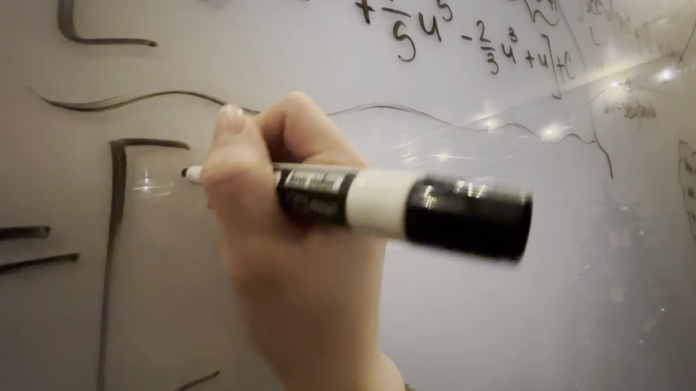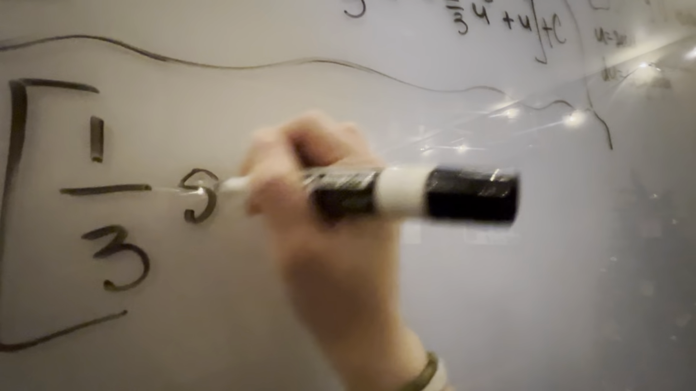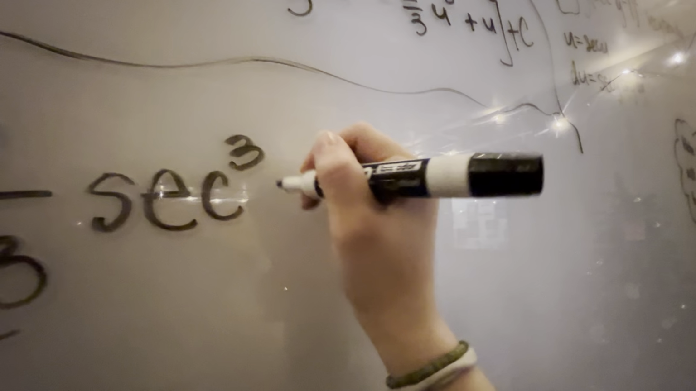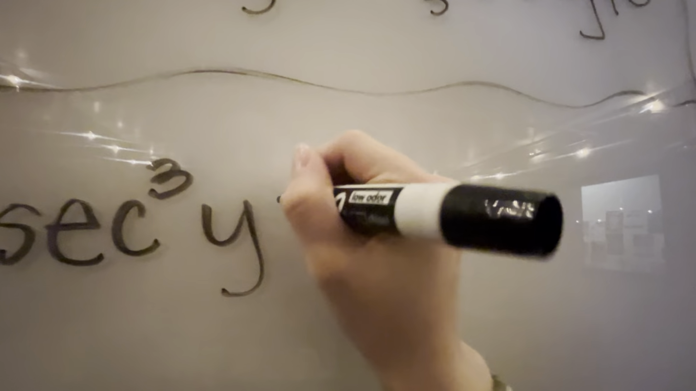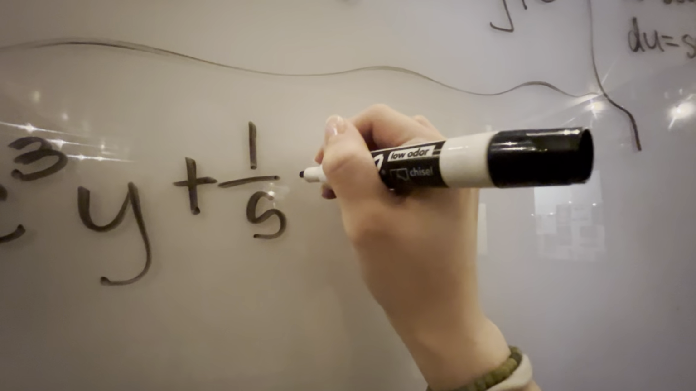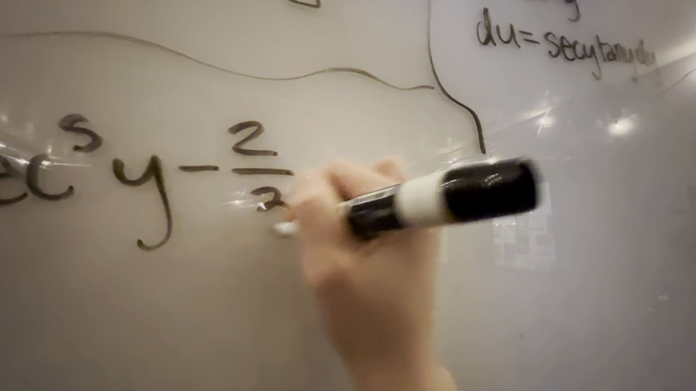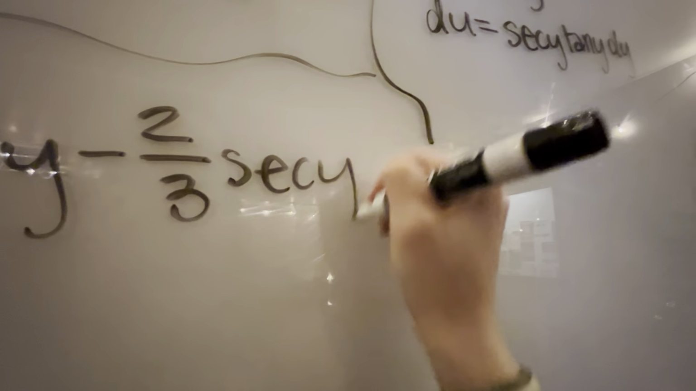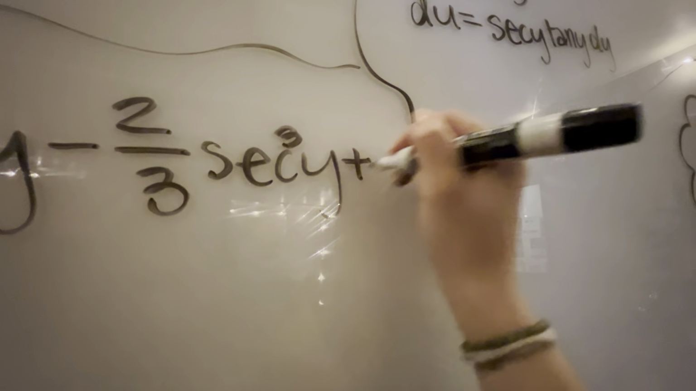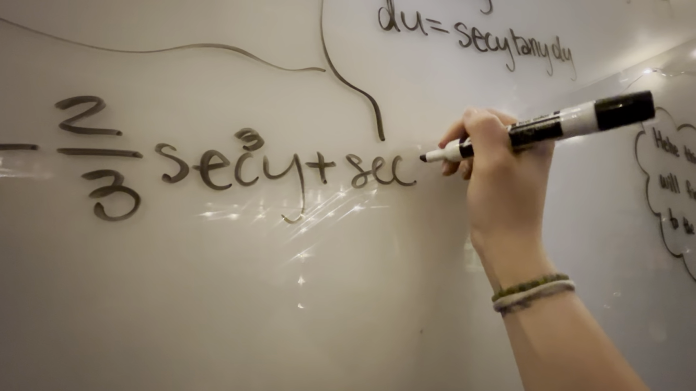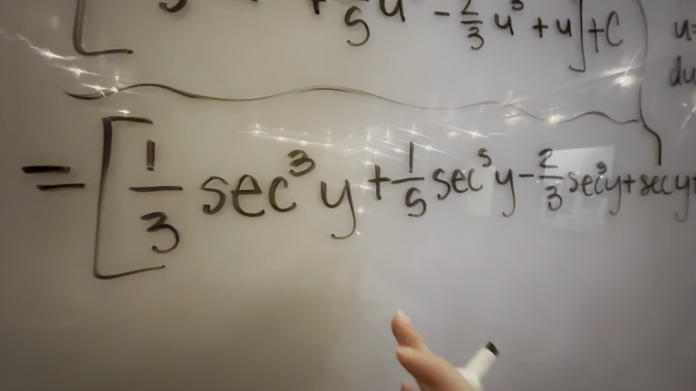Okay, now we can plug in our u for secant, or our secant for u. So this equals 1/3 secant third y plus 1/5 secant 5th y minus 2/3 secant third y plus secant y plus c. I'm gonna check that because that's a long integral.